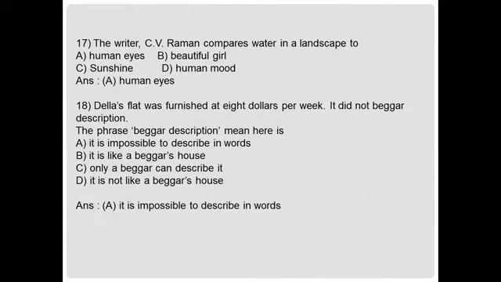Next, Della's flat was furnished at $8 per week. It did not beggar description. The phrase beggar description mean here is A. It is impossible to describe in words. B. It is like a beggar's house. C. Only a beggar can describe it. Or D. It is not like a beggar's house. And the answer is option A. It is impossible to describe in words.